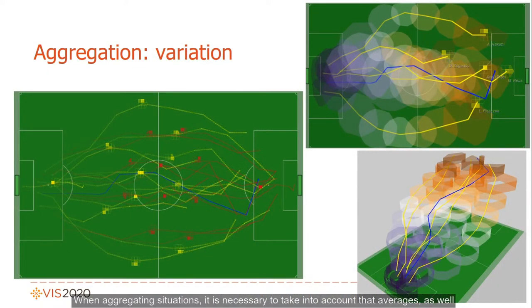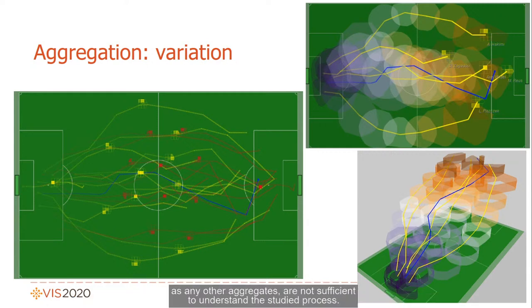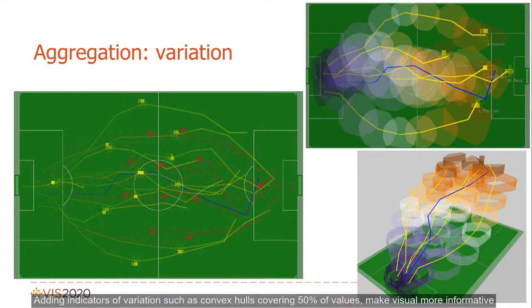When aggregating situations, it is necessary to take into account that averages, as well as any other aggregates, are not sufficient to understand the studied process. Adding indicators of variation, such as convex hulls covering 50% of values, as shown here on the map and in the space-time cube for selected trajectories, makes visuals much more informative.